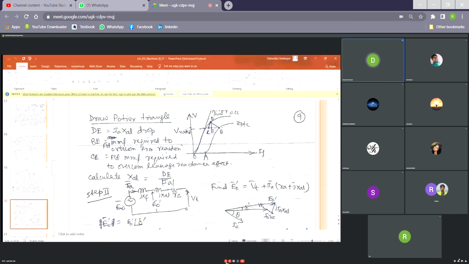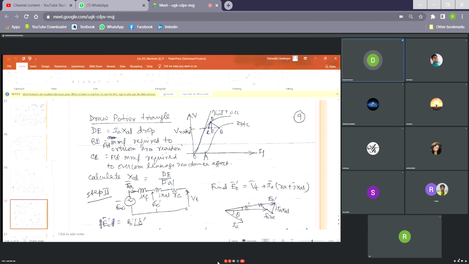Okay, anyway, so instead of that you just see that you have VT, IRA plus jIXL, E0 dash. It's the step. So if you consider a lagging load, right? So your E0 dash is leading, that is at angle delta dash.